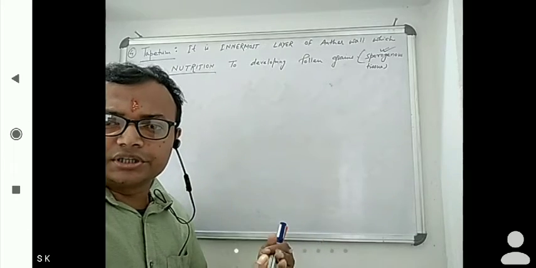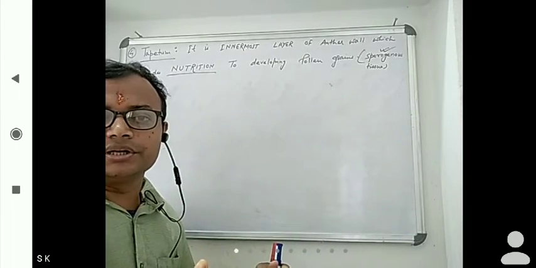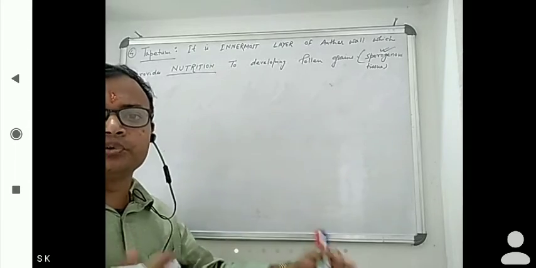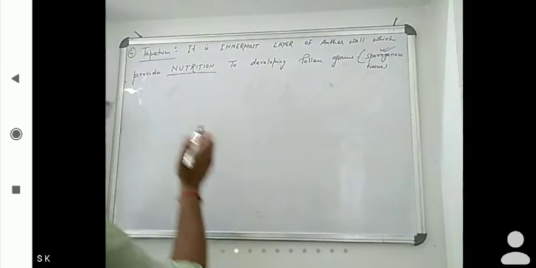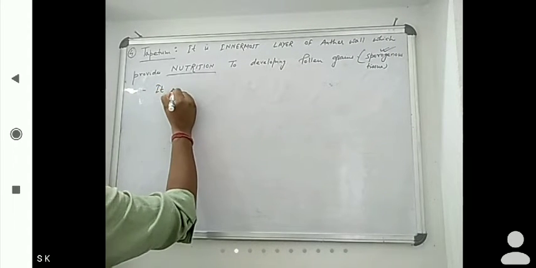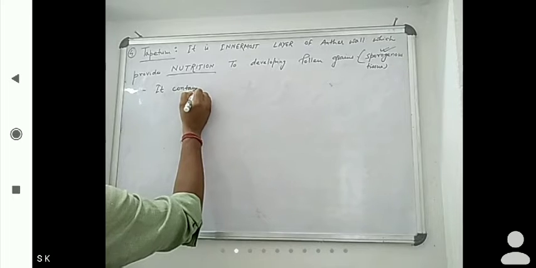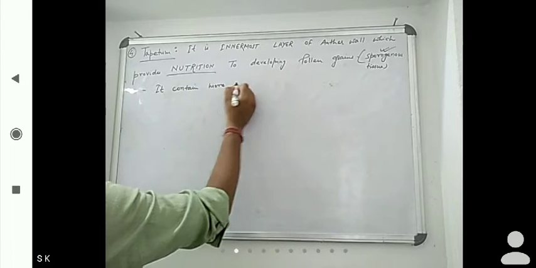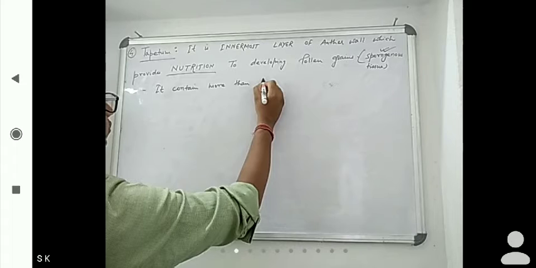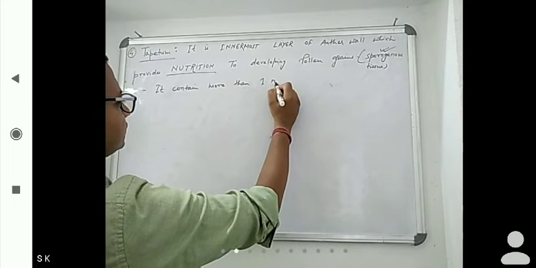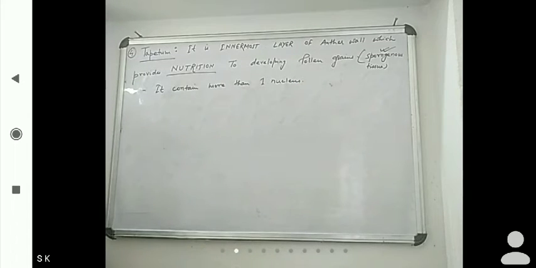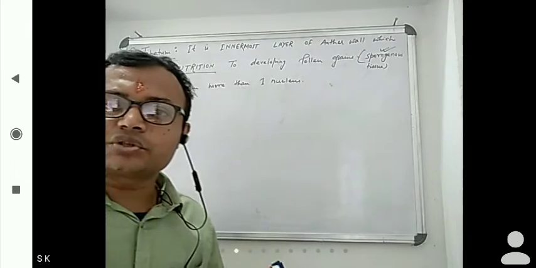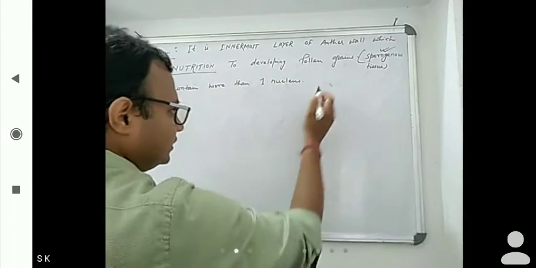Since providing nutrition, they have more than one nucleus to divide and provide energy for developing pollen grains or sporogenous tissue. So it contains more than one nucleus. Okay. Always remember, tapetum contains what? More than one nucleus, and that's why it is known as polyploid.